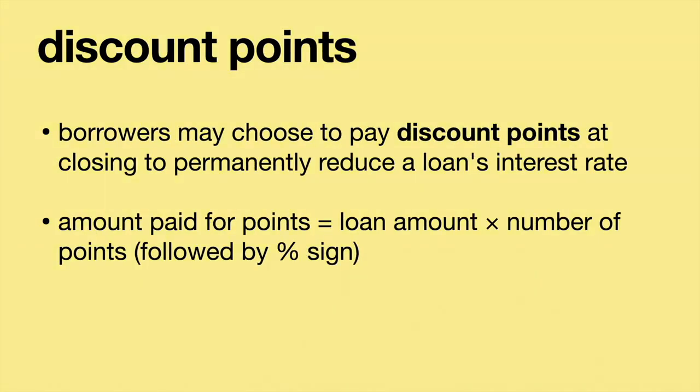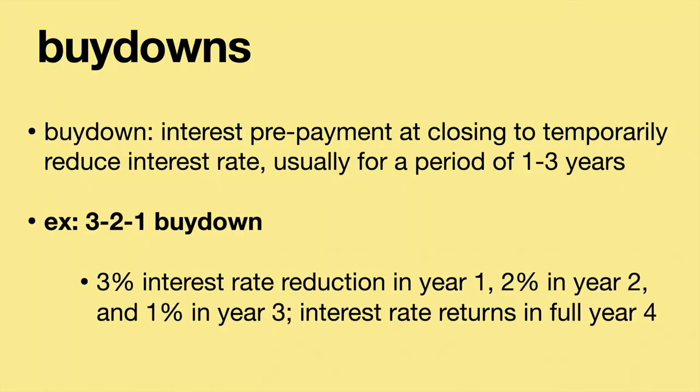Borrowers may choose to pay discount points at closing to permanently reduce a loan's interest rate. The amount paid for points equals the loan amount times the number of points followed by a percent sign. For example, 1 point equals 1% of the loan amount. So if a lender charges 2 points on a $250,000 loan, the cost to purchase the discount would be $250,000 times 0.02, which would equal $5,000.